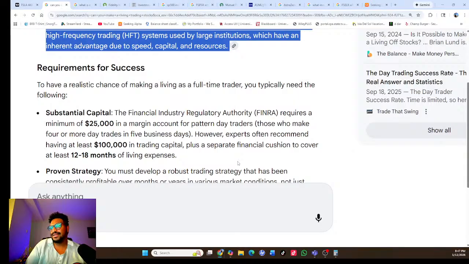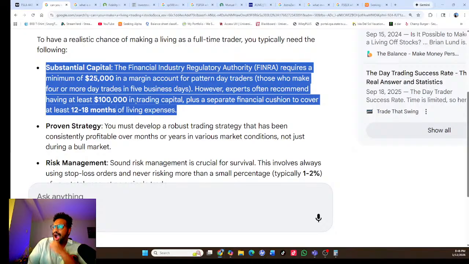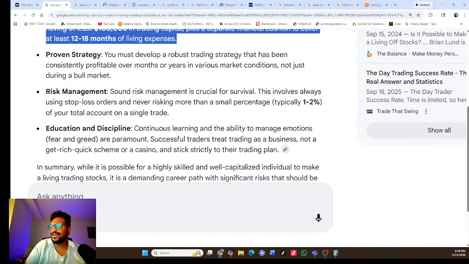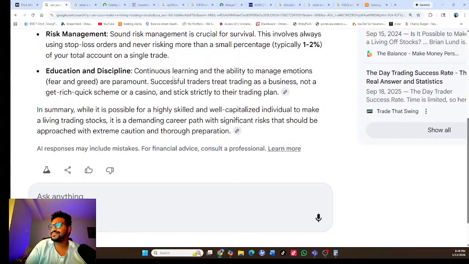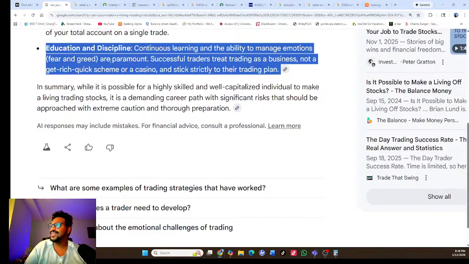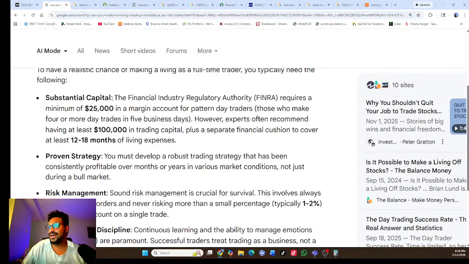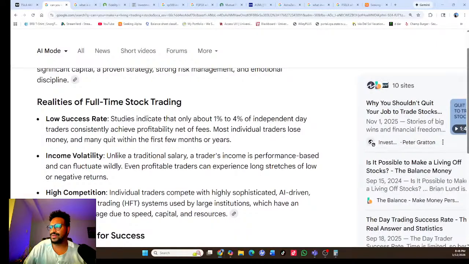So they're recommending you have 100,000, and then they're telling you that you gotta have discipline and education. You gotta manage your fear and greed. You gotta be able to stay the course and this and that. So it's not for the weak. It's extremely unprofitable for most people in the long run.